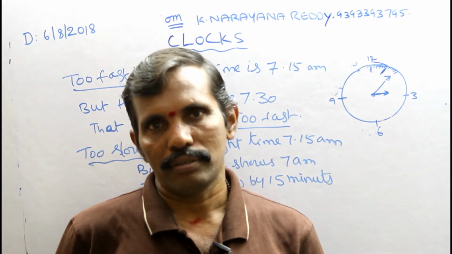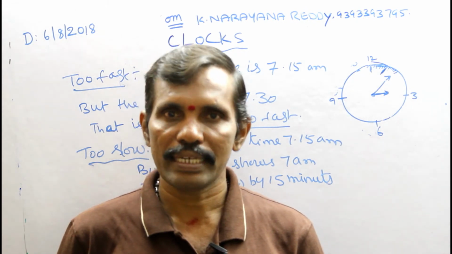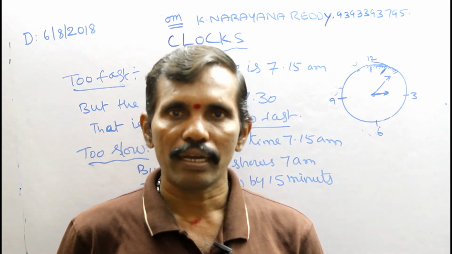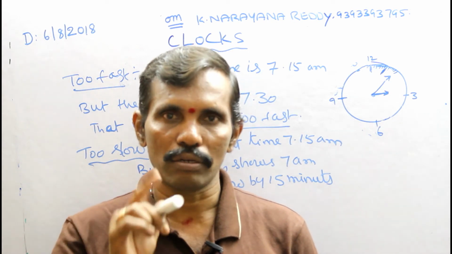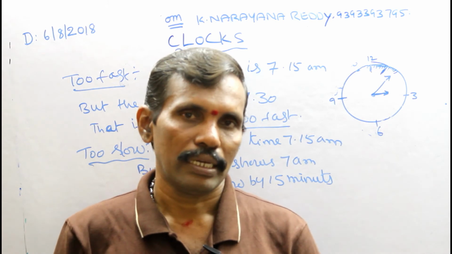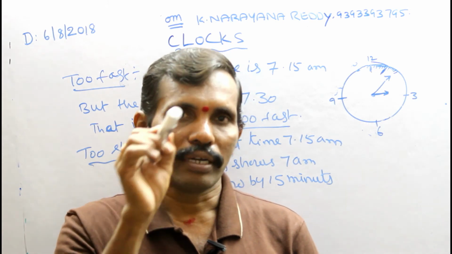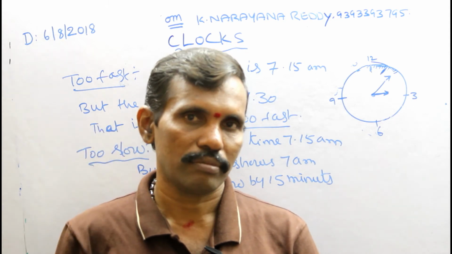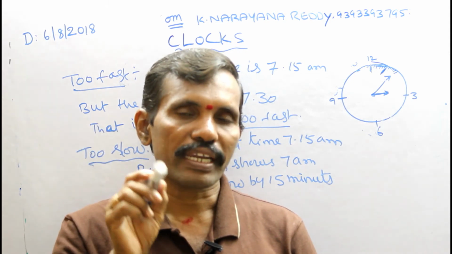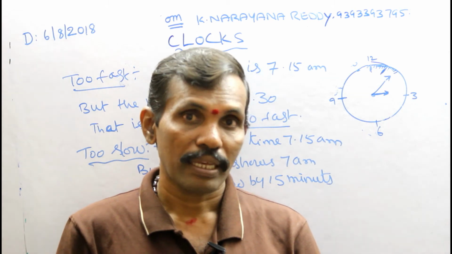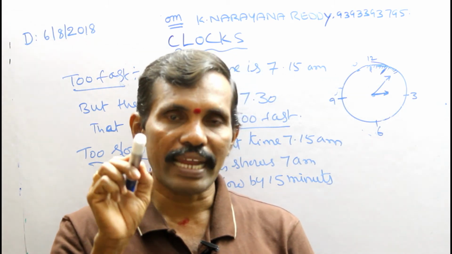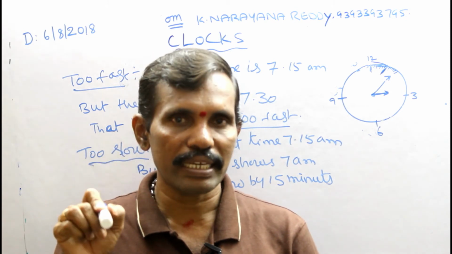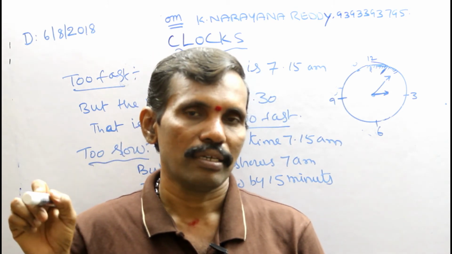The minute hand completes 360 degrees in 1 hour. The hour hand completes 360 degrees in 12 hours. And the dial or face is divided into 60 equal parts. Each part is called a minute. Each part makes an angle of 6 degrees because 360 by 60 equals 6 degrees.